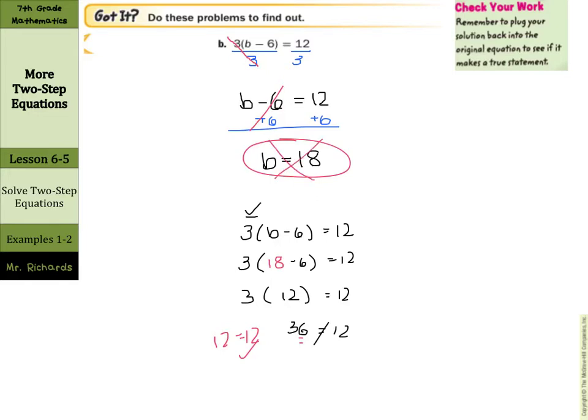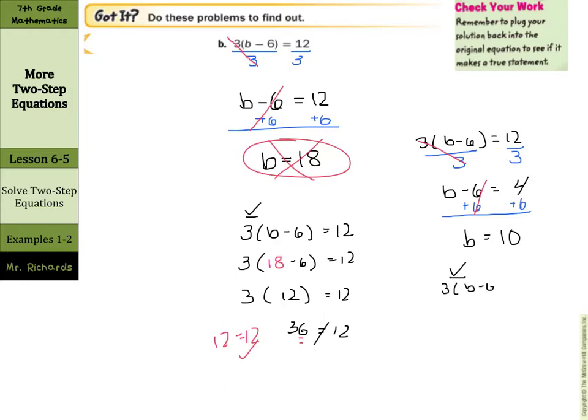So let's restart this real quick to make sure that we can find the right answer. When we divide by 3 on both sides, this cancels, and I'm left with b minus 6 equals 4, because 12 divided by 3 is 4. Then, when we go to add 6 to both sides, we get the answer, after this cancels, of b equals 10. Now, just because we redid it doesn't necessarily mean we're right, so let's still check this.